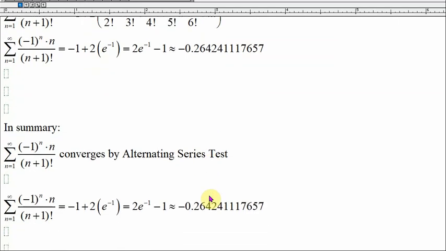And so in summary, we have shown that this alternating series right here converges by the alternating series test. And then we have also shown that it converges to 2e to the negative 1 minus 1. And that's the end of the video.